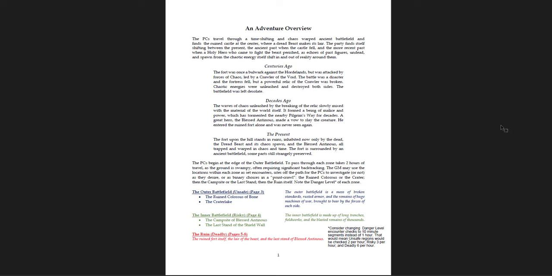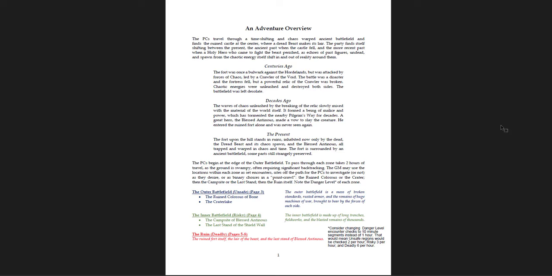So you begin at the edge of the outer battlefield, and I had this idea for a bit of a point crawl. You don't have to use it that way. Basically, I have an outer ring, an inner ring, and then the castle at the very center. I only have the map of the castle. I don't have a map of the battlefield, so it's up to you to lay it out as you see fit. But the general idea is it takes a couple hours to travel through each zone: the outer battlefield, the inner battlefield, and then the ruin itself.